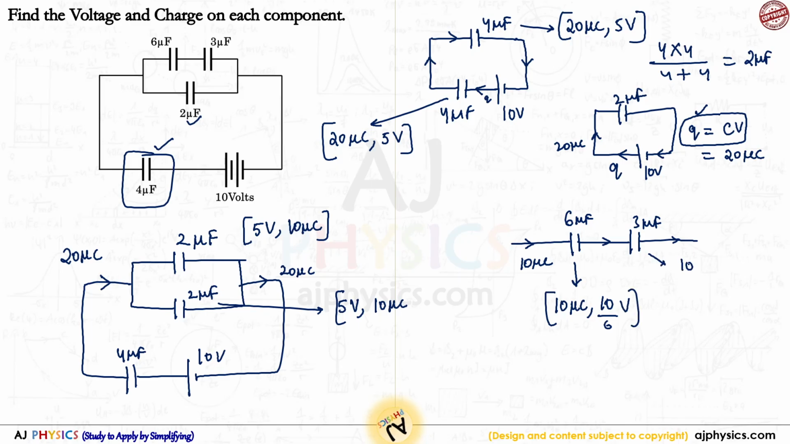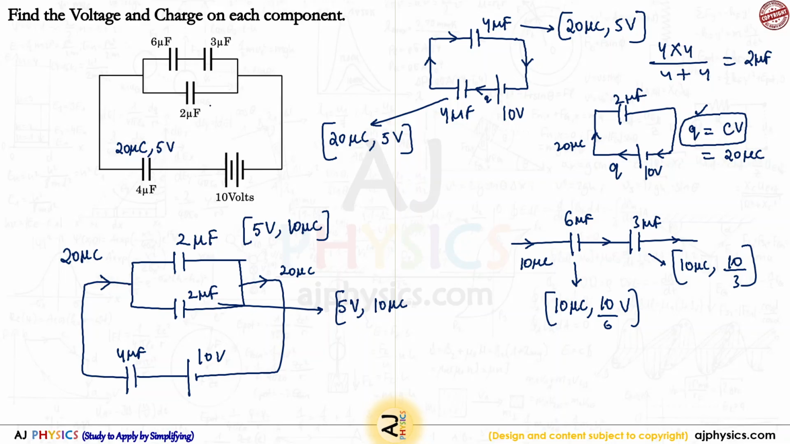For this also the charge is 10 microcoulombs. Series circuit, the charge has to be same, and the voltage on this will be 10 divided by 3. So this is the circuit. That's the first circuit we have solved. Now you can mark on the capacitors what is the voltage and the charge on this. If you just pick this 4, it has a charge passing like 20 microcoulombs, and the voltage on this is 5 volts.